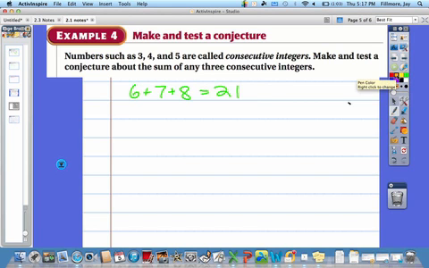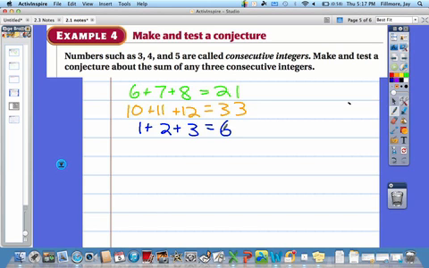Let's take another example. Let's do 10, 11, and 12. If we add 10, 11, and 12 together, I want to say we end up with 33. And that's our result. And for one more in our pattern, let's do 1, 2, and 3. It's some really small numbers. And that gives us a result of 6.